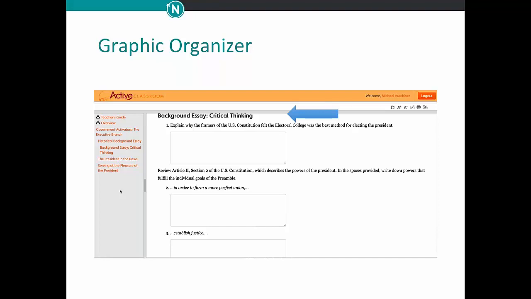In our case, we use Google Classroom, so I can post any assignment I want online. So I actually post a copy of Article 2, Section 2, so the student can look at it and say, oh yeah, now I know what established justice is all about, or a more perfect union. But with these, kids do have to dig a little bit. What do they mean by a more perfect union? What does the executive branch do for that?